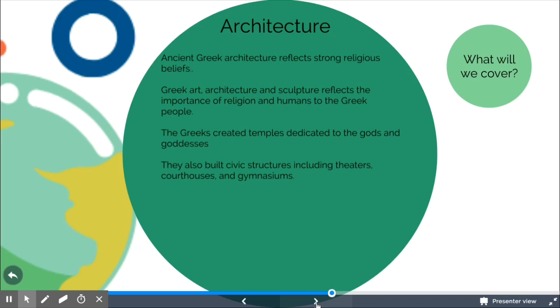They also, because they thought humans were important, built civic structures like public spaces: theaters, courthouses, gymnasiums, an acropolis where everyone would gather for political things or just gatherings. So those are the kind of things that they built, and a lot of it is a complete masterpiece.